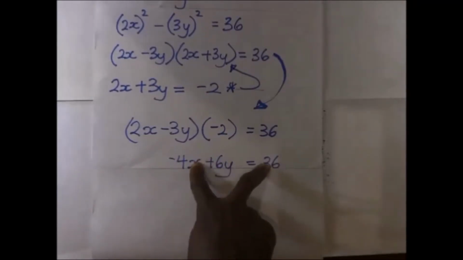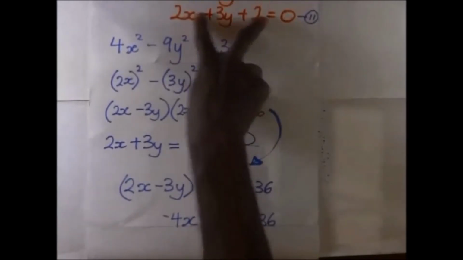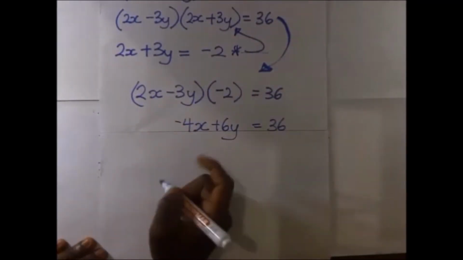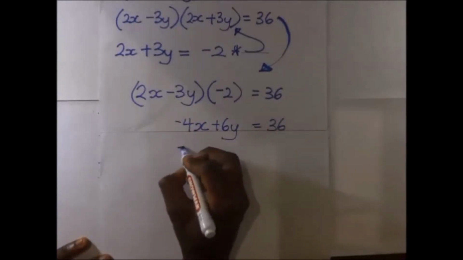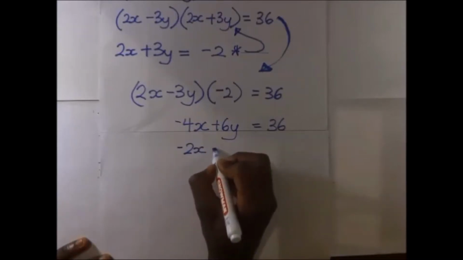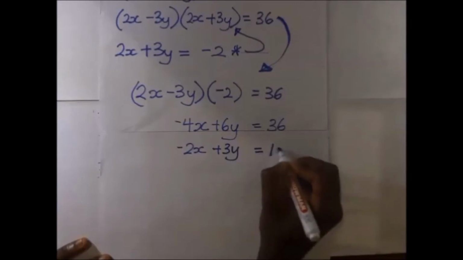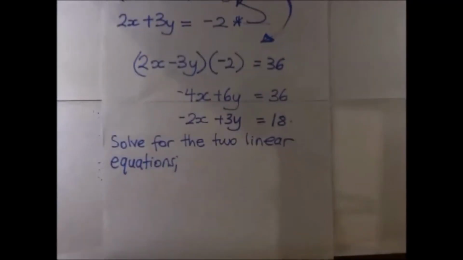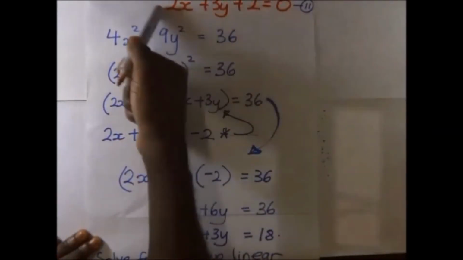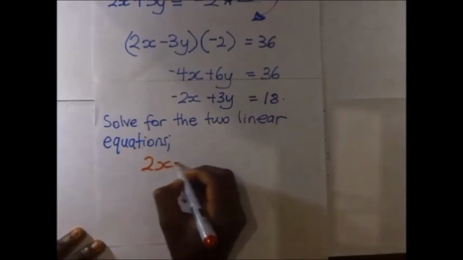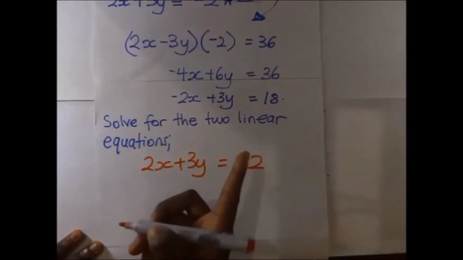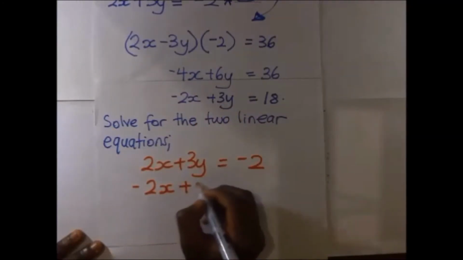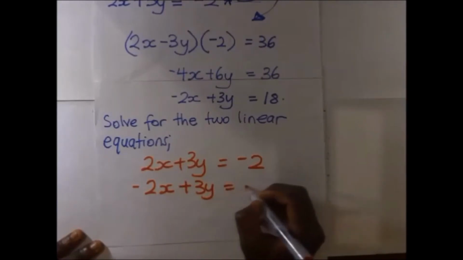So we can now solve this linear equation with the other linear equation simultaneously. When you solve those two simultaneously, we will be able to get the value of x and y. If you divide through by 2, it's the same as saying negative 2x plus 3y is giving us 18. Our first linear equation is 2x plus 3y equals negative 2. The second linear equation, which we call negative 2x plus 3y, is going to give us 18.